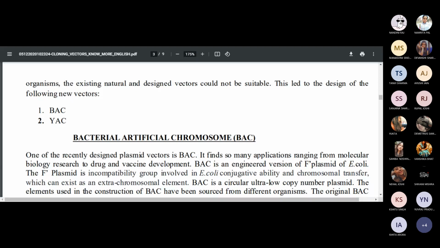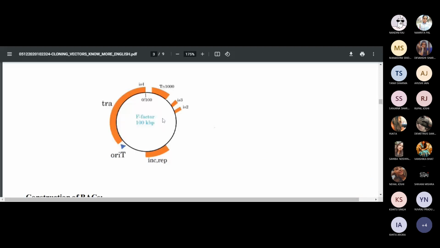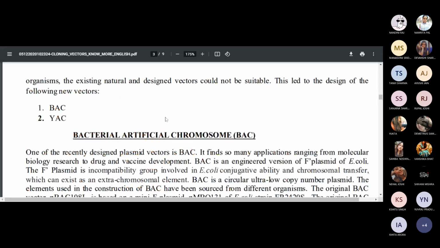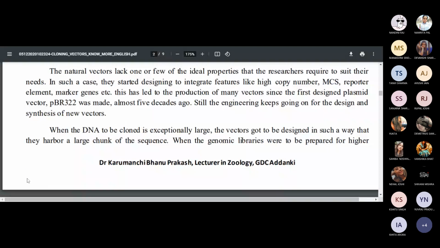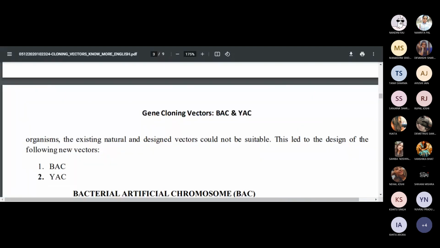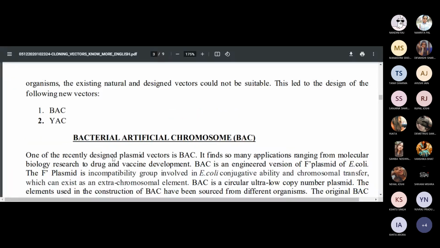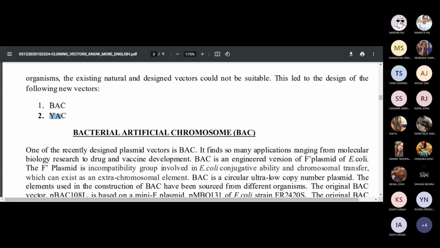For this sectioning, we design a new vector called the bacterial artificial chromosome. Here we can read something. When cloning experimentally large DNA, a vector had to be designed in such a way as to harbor large chunks of sequence, when genomic libraries were to be prepared, since the existing natural and designed vectors could not be suitable. This led to the design of the following new vectors called BAC, the bacterial artificial chromosome, and YAC, the yeast artificial chromosome.